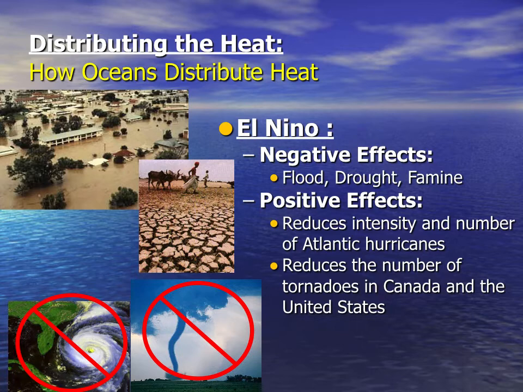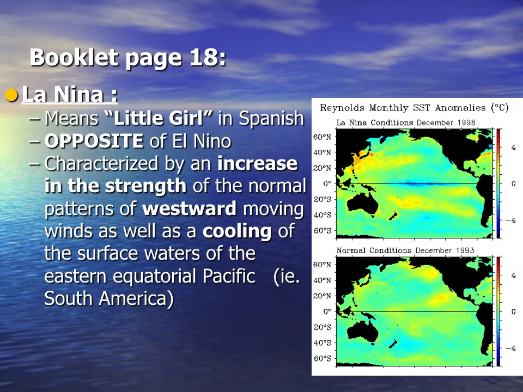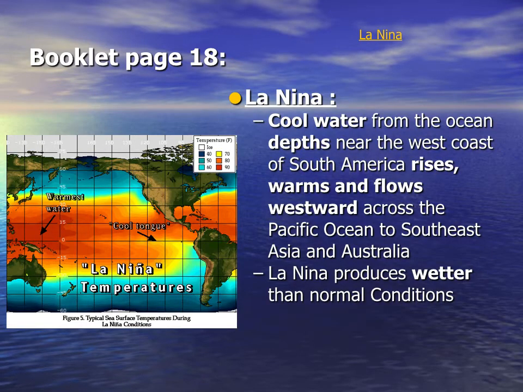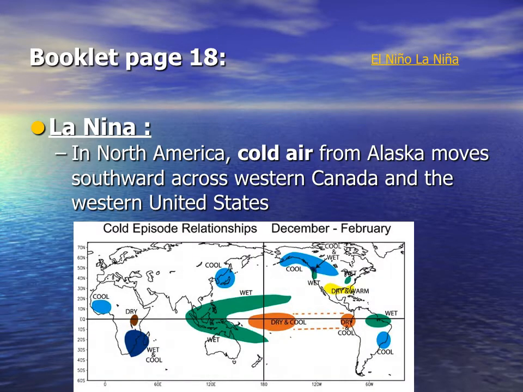This directly affects where we live, you know? La Nina is the exact opposite. So cool water from the ocean depths near the west coast of South America rises, warms, and flows westward across the Pacific Ocean, and it produces wetter conditions than normal. So in North America, cold air from Alaska moves southward across Western Canada and the US. Again, this is all in your videos. If you didn't watch them, just pause right now and go watch them.